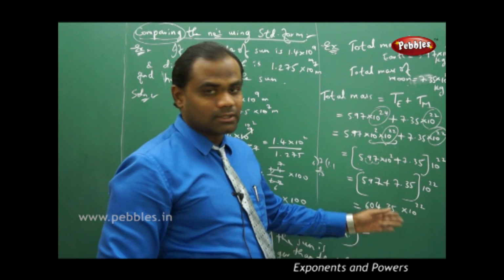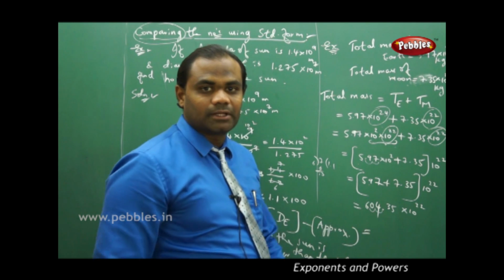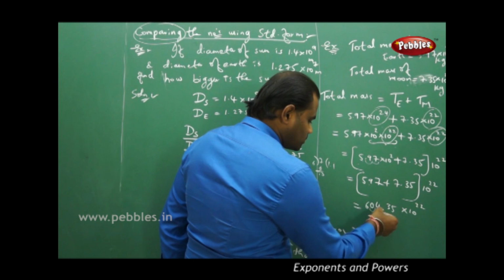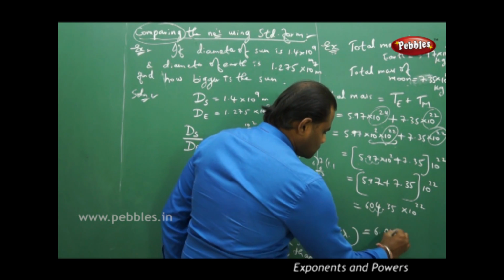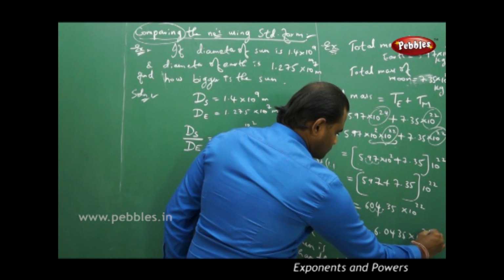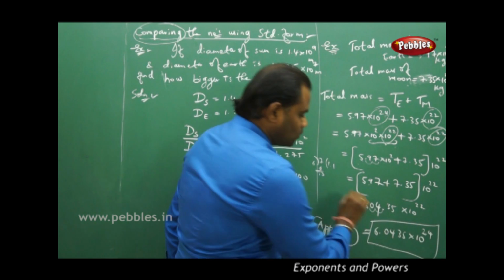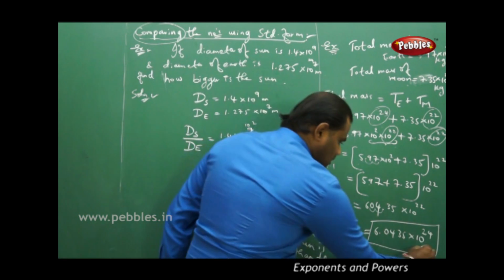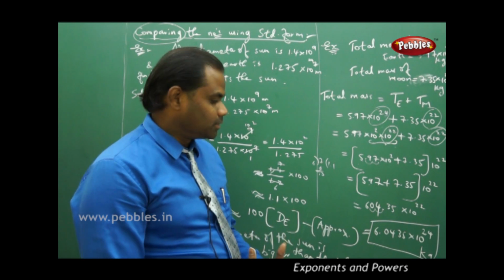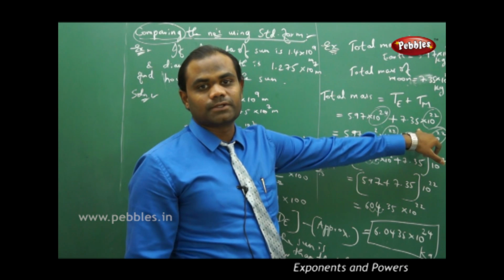But if I want to convert this into the standard form, then I move this decimal 2 units to the left to get the value lying between 1 and 10. Therefore, because I'm moving this 2 units to the left, I get 6.0435 into 10 to the power of 24, which is called the standard form, and this is the total mass of the Earth and Moon combined together. So this is the standard form which is obtained by adding the two different standard forms.